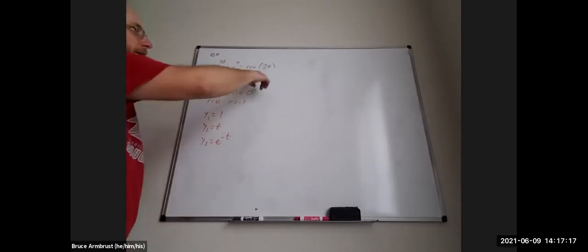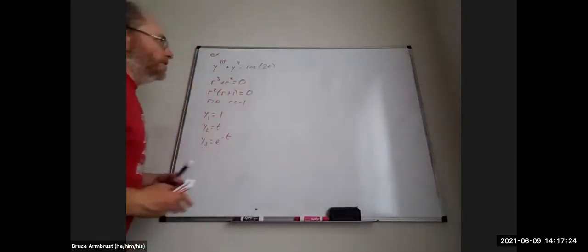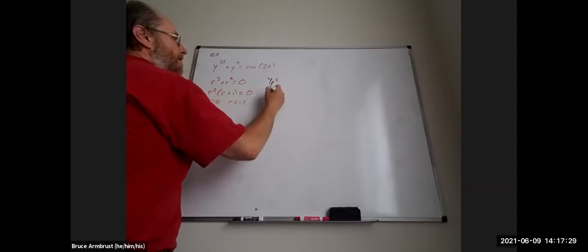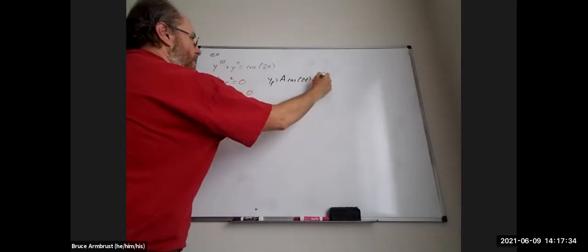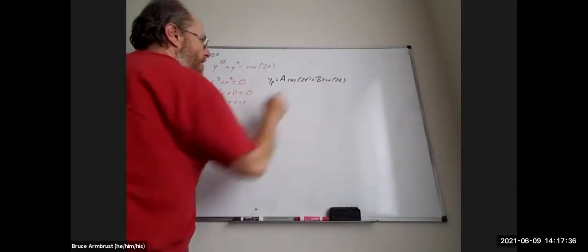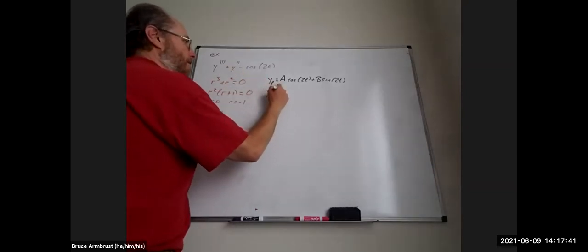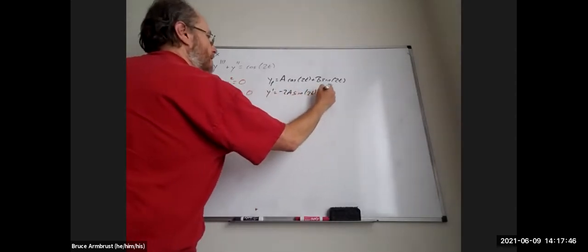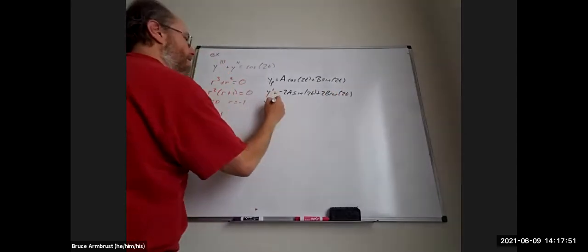But now we've got to get our particular solution. So this is where we make our guess. Since it's cosine of 2t, our particular guess is going to be A cosine of 2t plus B sine of 2t. And now we need to differentiate. And heaven help me.